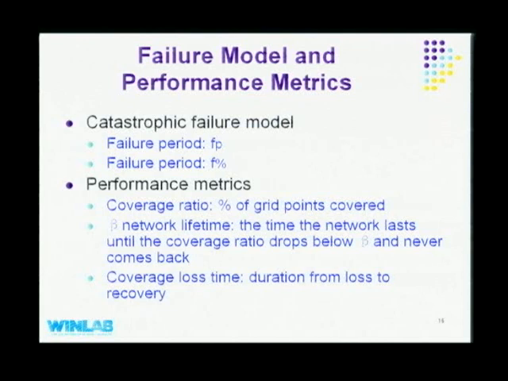We use the performance metric coverage ratio, which is the percentage of grid points covered, and the beta network lifetime. This is the time the network lasts until the coverage ratio drops below beta and never comes back. And also the coverage loss time, which is the duration for a grid point from being lost to being recovered. So that's failure period and failure percentage? Yeah, this is a typo. This should be failure percentage.